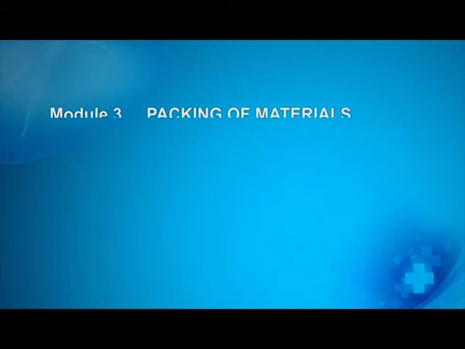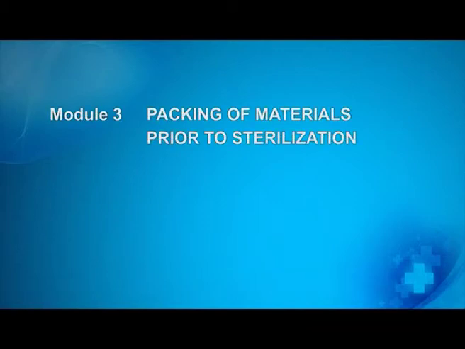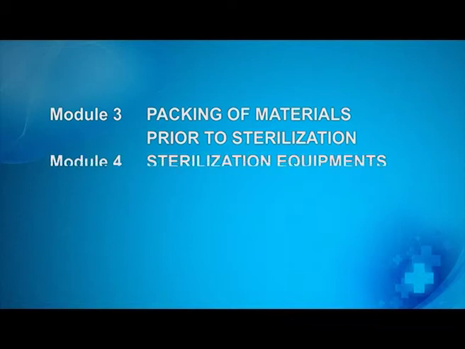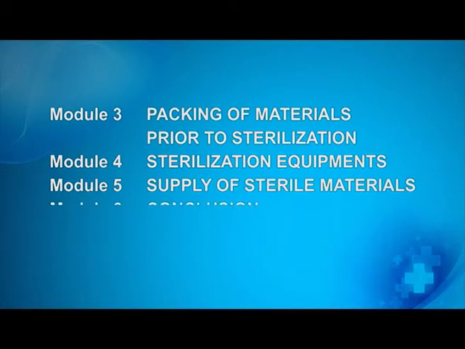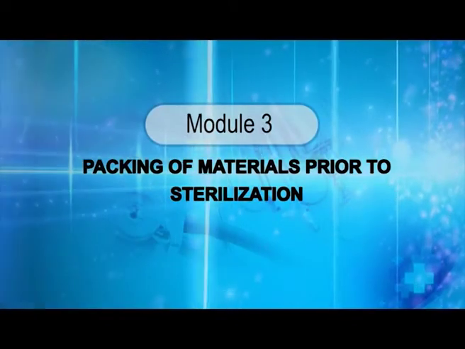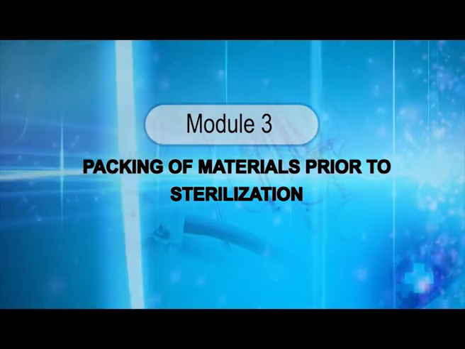Module 3, Packing of materials prior to sterilization. Module 4, Sterilization equipments. Module 5, Supply of sterile materials. And Module 6 is Conclusion. Module 3 is Packing of materials prior to sterilization.